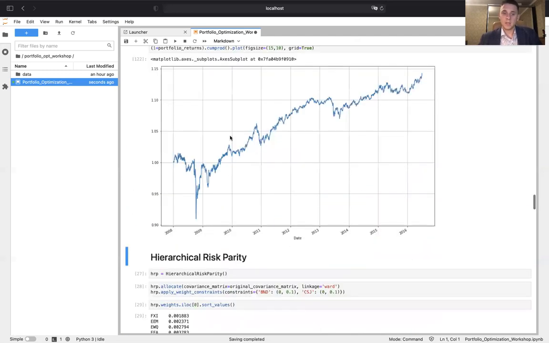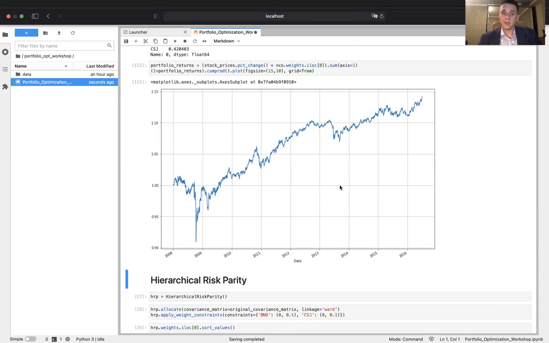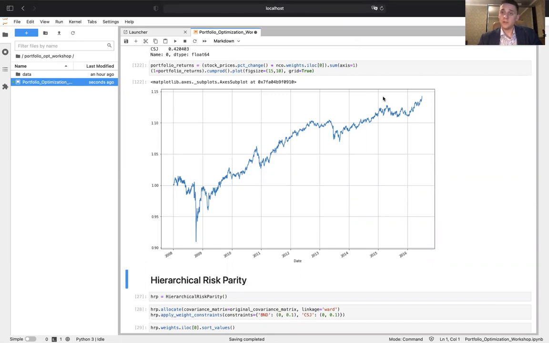So that's how the nested clustered optimization algorithm works. And now we can move to another portfolio optimization algorithm, which is hierarchical risk parity.